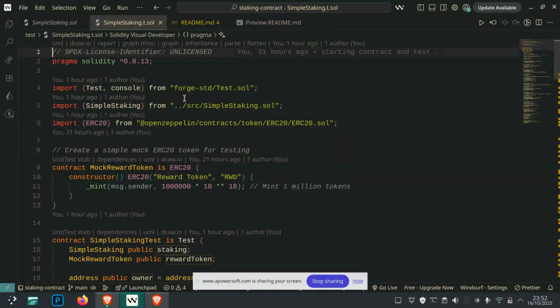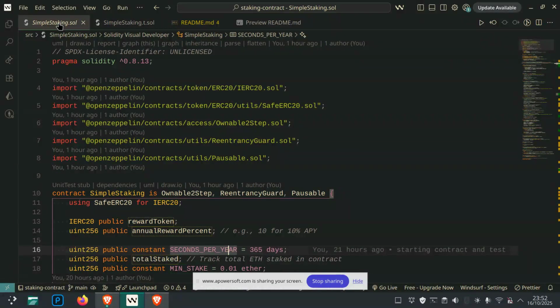This is not for extreme beginners. I need you to be somewhat knowledgeable in smart contract development. Now let's see. Oh, this is the test.